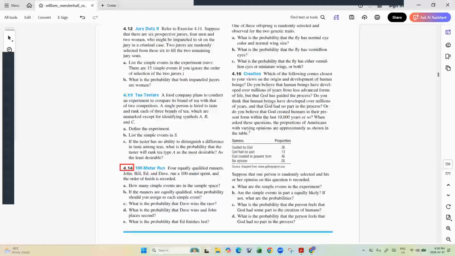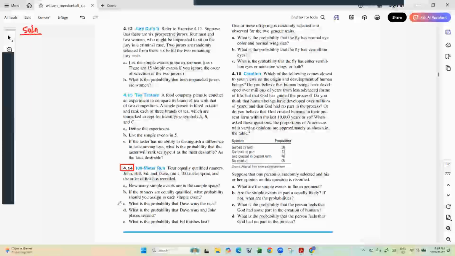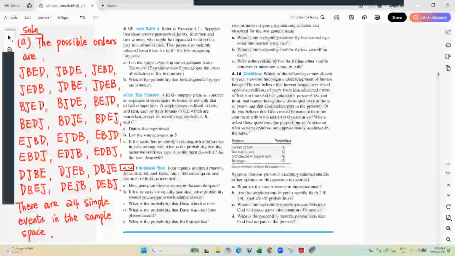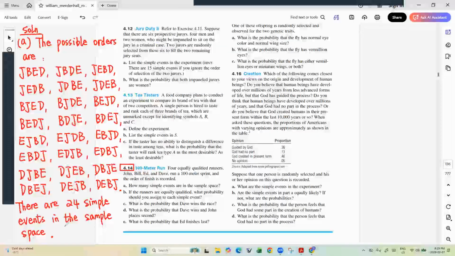Exercise 4.14. For equally qualified runners, J, B, E, and D run a 10-meter sprint, and the order of finish is recorded. How many simple events are in the sample space? There are 24 simple events in the sample space.